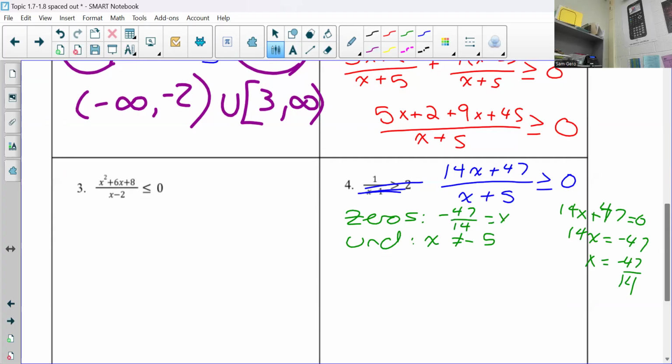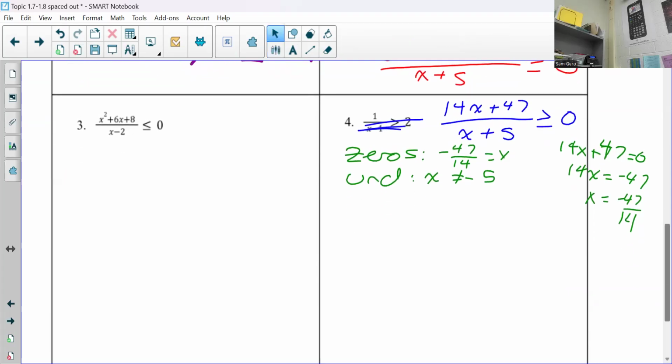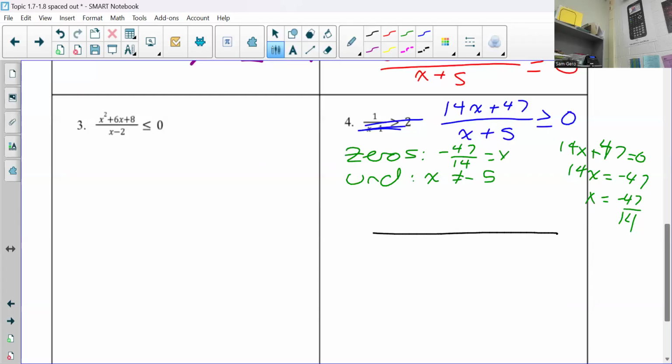That's the number that's going on the sign chart. This said there would be pretty numbers. -5 is going first, and -47 divided by 14 is a little bit less than -3, because 14 times 3 is 42. So a little bit more than 3. It's -3 and 5/14. So we'll do that.